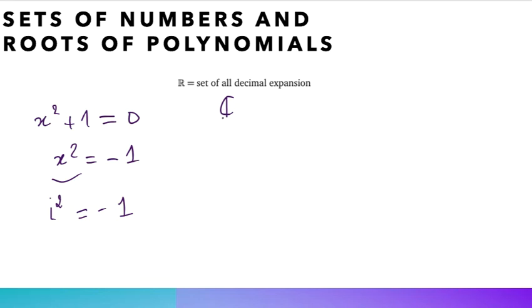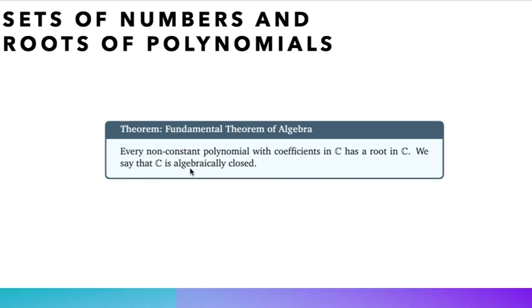Now the good question is, are we going to do this eternally, constructing sets over sets to get to resolve every single equation? Well, surprisingly, the answer is no. And believe me, this is incredible. C is actually enough to solve every single equation. We call this result the fundamental theorem of algebra, which states that every non-constant polynomial with coefficients in C has a root in C. We say that C is algebraically closed.